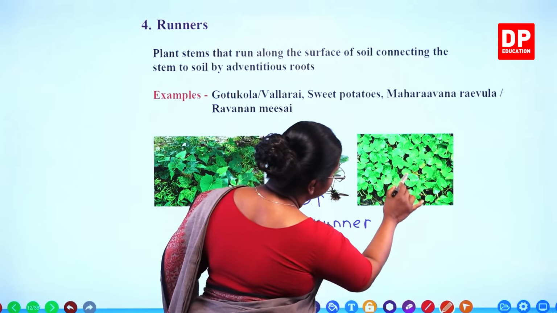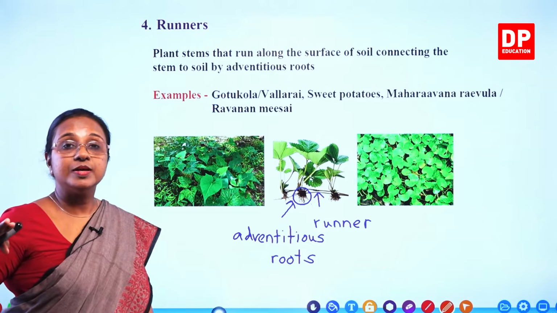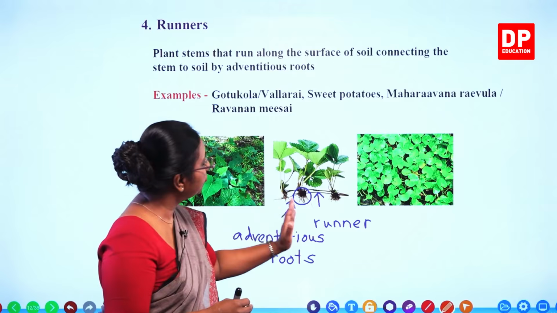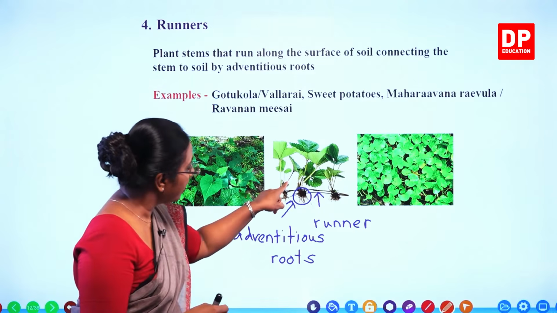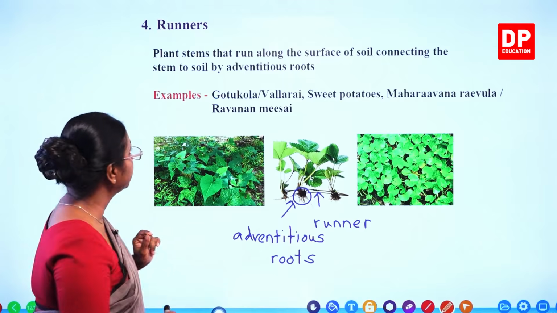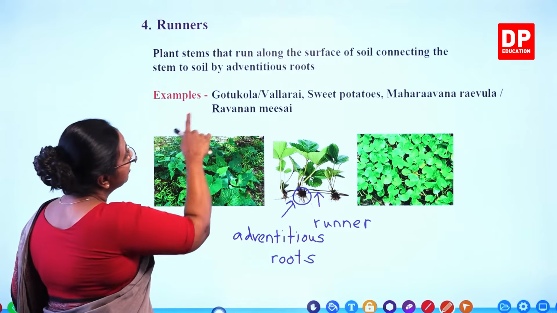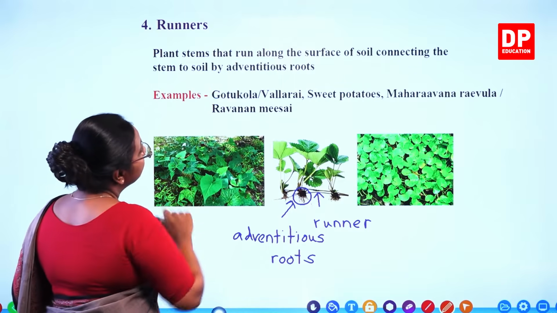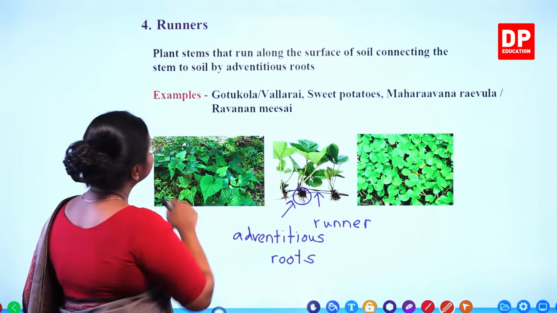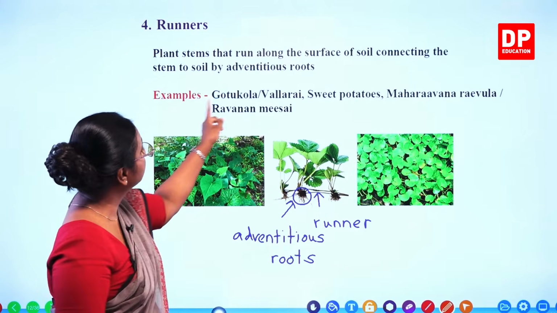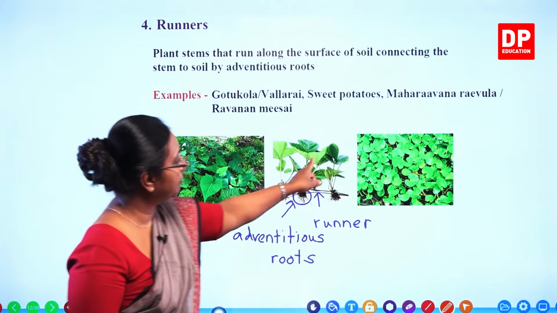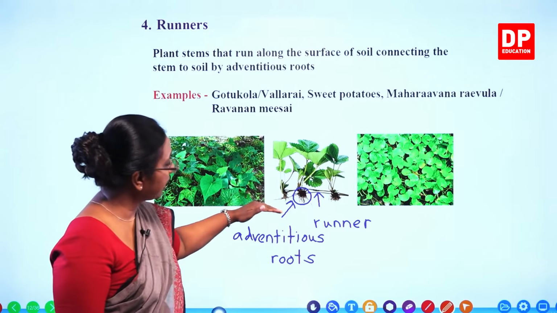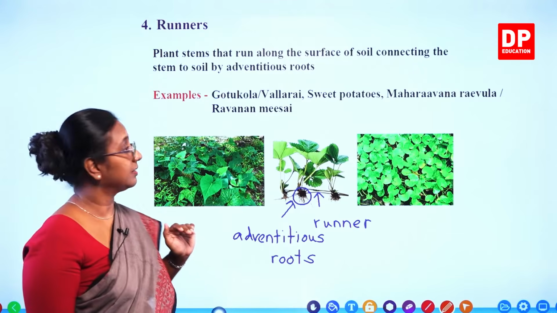Here also if you look closely, you can see they grow over the soil. At certain intervals, you can see the new plants coming out, so there is a formation of adventitious roots. So plant stems that run along the surface of soil, connecting the stem to soil by adventitious roots, are known as runners. Examples: gotukola or vallare. This is a gotukola plant. This is also a gotukola plant. This is how you see it from the top. This is how the runners act as reproductive structures.